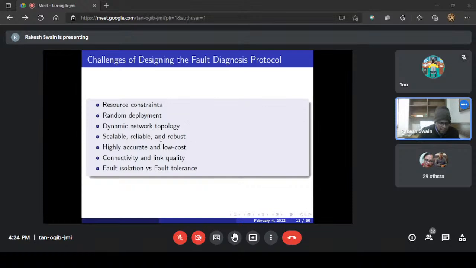So here the network needs to be scalable. Sometimes you can add more nodes, sometimes the node density will increase. So this is also a challenge. Then it must be highly accurate and low cost, and connectivity and link quality are also challenges. How the nodes are connected and the link quality are also important. And again, false isolation and fault tolerance: after the fault, which methodology can be followed for fault prevention. These are also challenges.